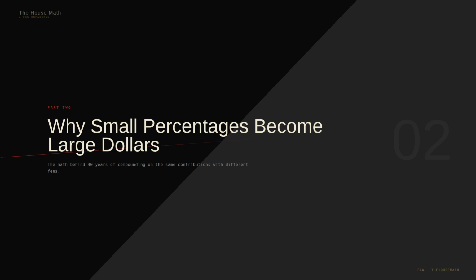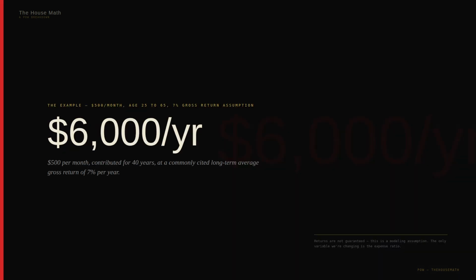Here's a straightforward way to think about it. Let's use a specific example throughout this video. $500 per month, $6,000 per year, contributed to a 401k starting at age 25. We'll run it to age 65, 40 years. Assumed gross return before fees, 7% per year, a commonly cited long-term historical average for a diversified equity portfolio. Returns are not guaranteed. This is a modeling assumption.